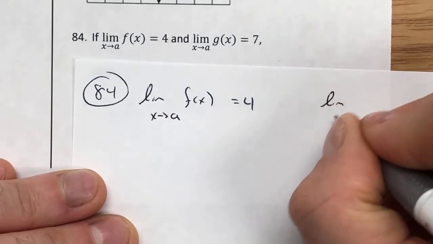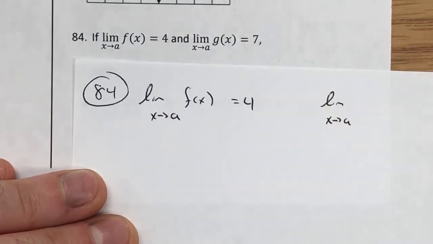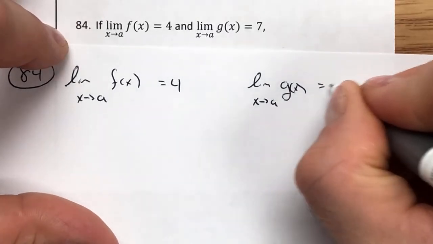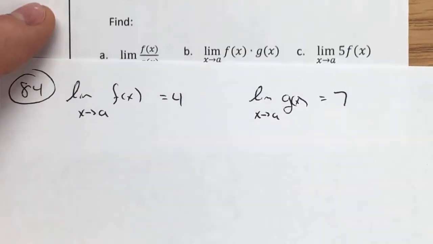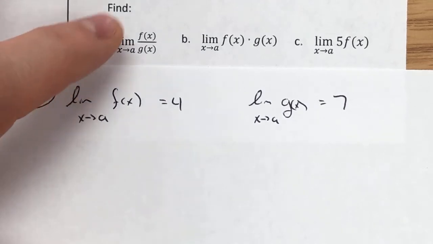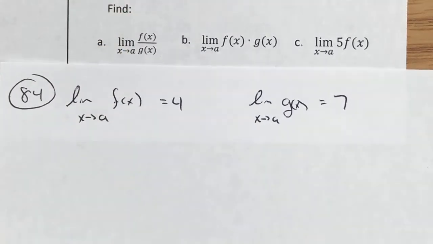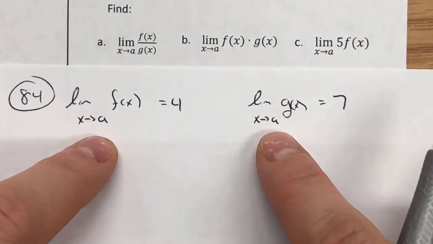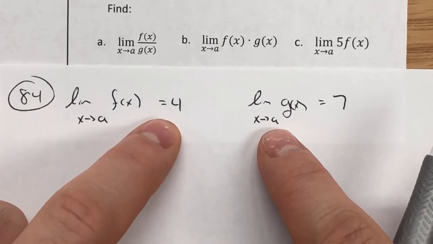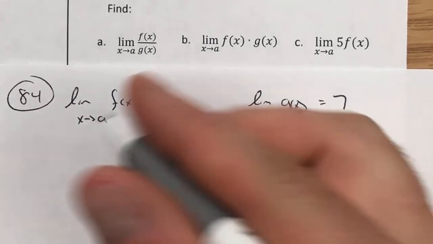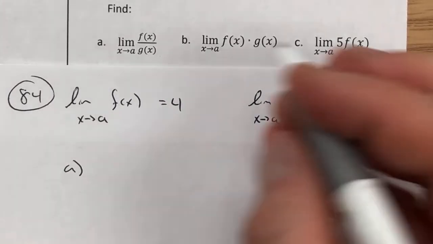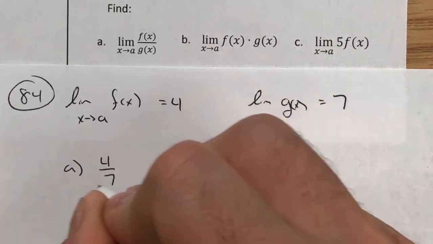We also have the limit as x approaches that same value of a of this other function, g of x, is equal to 7. And what we want to find is the limit as x approaches a of f over g. So the limit of this is 4, the limit of this is 7. So for a, I know it's going to be the limit of f of x divided by the limit of g of x. It's going to be 4 over 7.